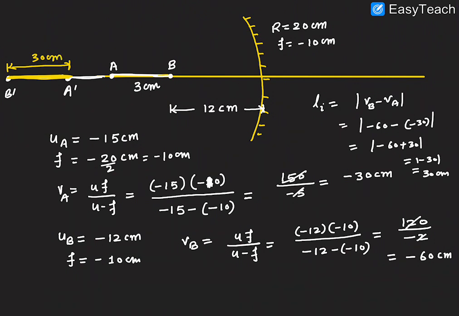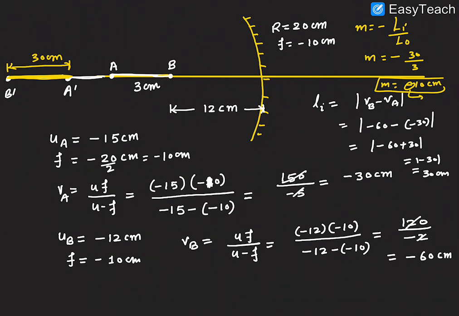Image is inverted, so if we ask to find the magnification, that is length of the image divided by length of the object. Length of image is your 30 centimeter and the length of the object is 3 centimeter, so the magnification is minus 10. This minus only represents the image is inverted.